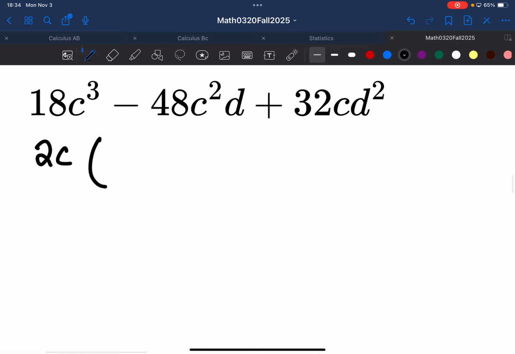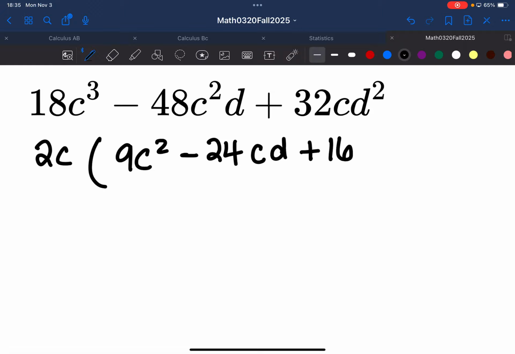Okay, so if we take out a 2C, what's going to be left from 18C cubed? 9C squared. What about from the negative 48C squared D? Negative 24CD. Okay, what about from 32CD squared? What number is going to be? 32 divided by 2? 16. And then we take out the C, so that's gone. So then we have D squared.